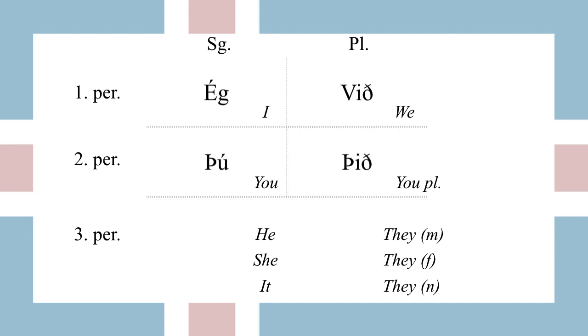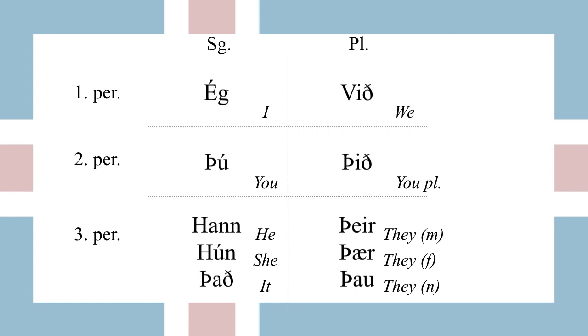And then for third person, we have a pronoun for each gender. So we have he, hann, she, hún, and it, það. And then we also have a plural they for masculine, feminine, and neutral. We have þeir is the masculine form for they, þær is the feminine form, and þau is the neuter form.